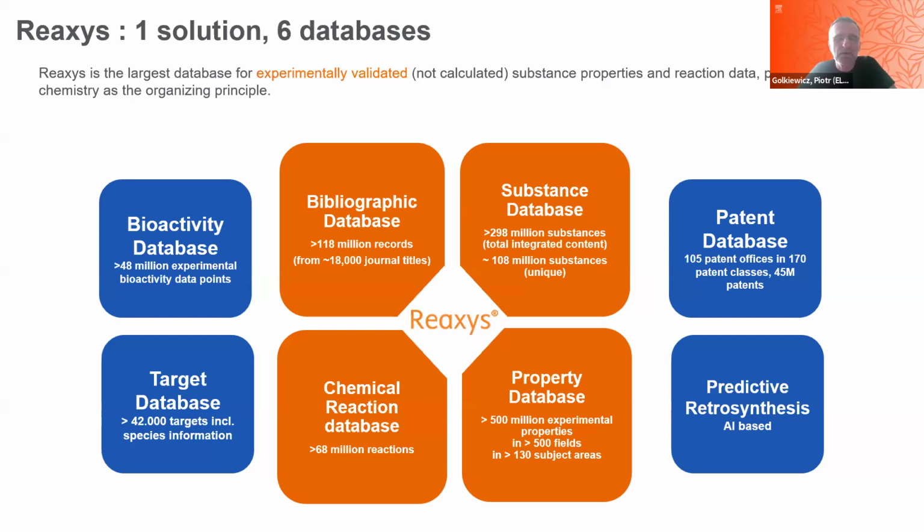Chemical reaction database, of course, almost 70 million reactions, including reaction conditions, including experimental procedures. On the left, we see the bioactivity database. This is Reaxys targets and bioactivities, more than 48 million experimental bioactivity data points and target database. Then on the right, patent database, as I said, 105 patent offices, 170 patent classes, 45 million patents, and predictive retrosynthesis model. This is Reaxys, and this is what it can do for you.